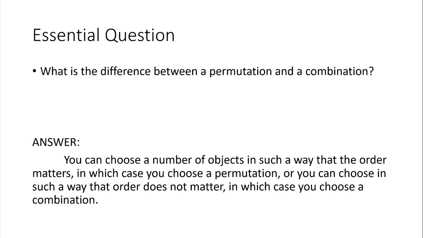So, our shortest answer is that you can choose a number of objects in such a way that the order matters, in which case you choose a permutation. So again, permutation, order matters. Or you can choose in such a way that order does not matter. So the keyword is does not matter, in which case you choose a combination. So permutations are for when order matters, but order does not matter for combinations.